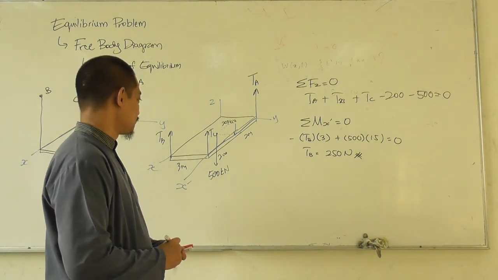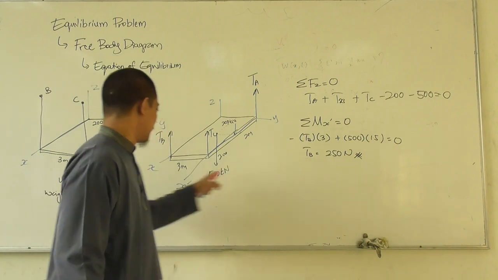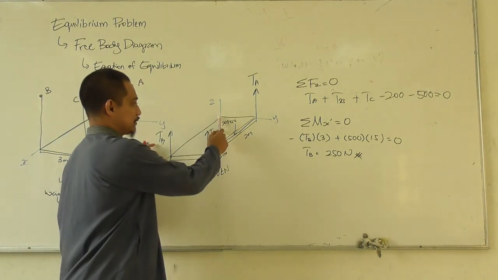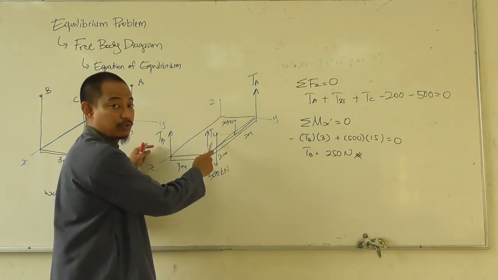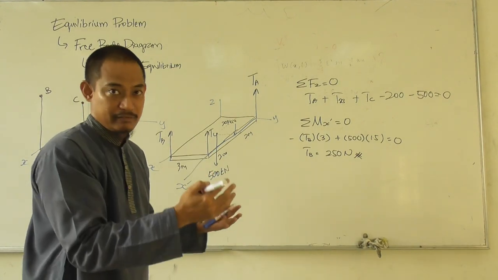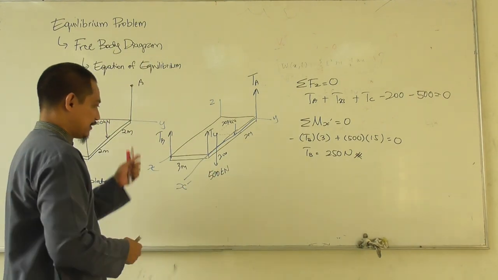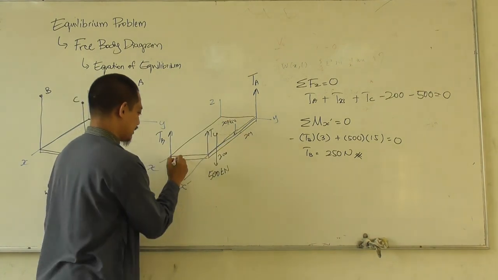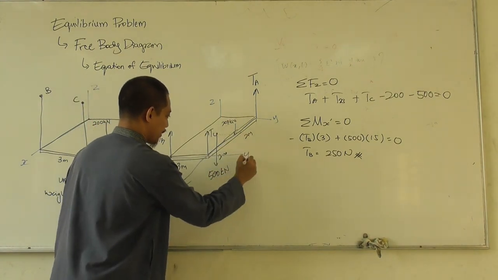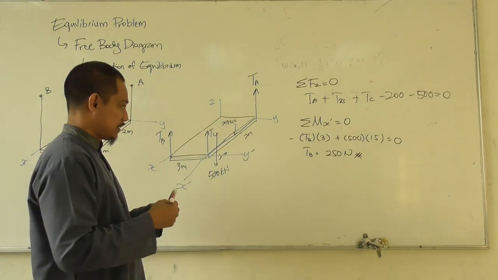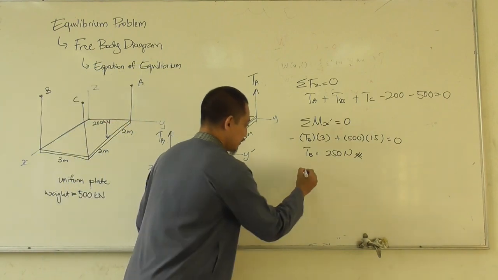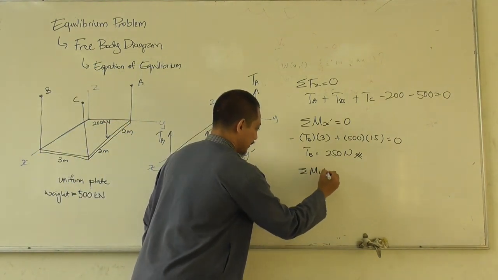Okay? If you already solve this one, meaning this one is solved, and you now state moment about y axis, then this is the only unknown left, right? Or if I start here, for example, instead of y, I say this is my y prime axis. Can I do that? Yes, I can.